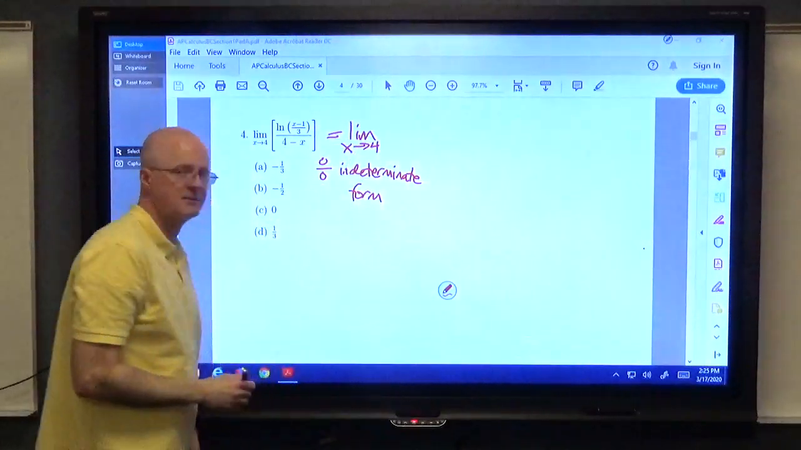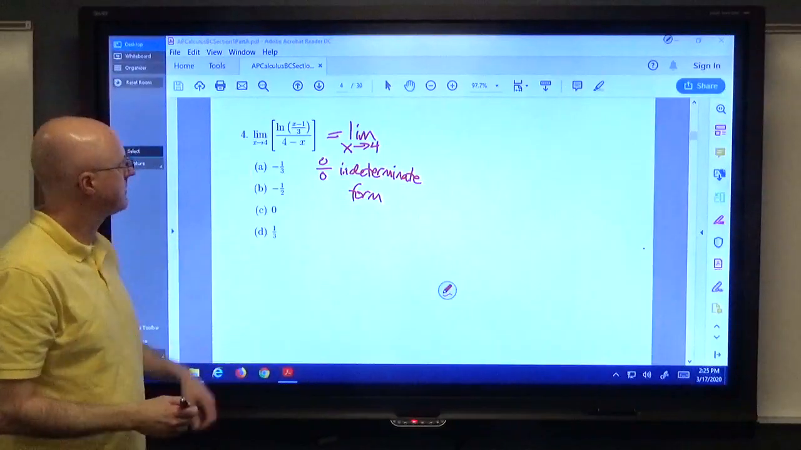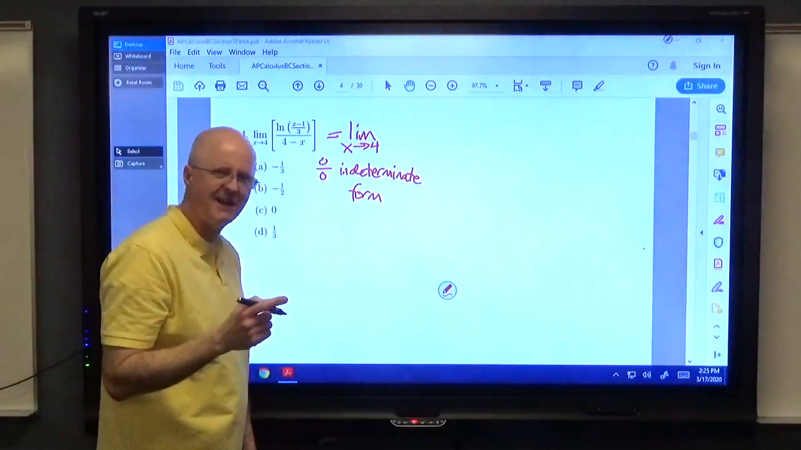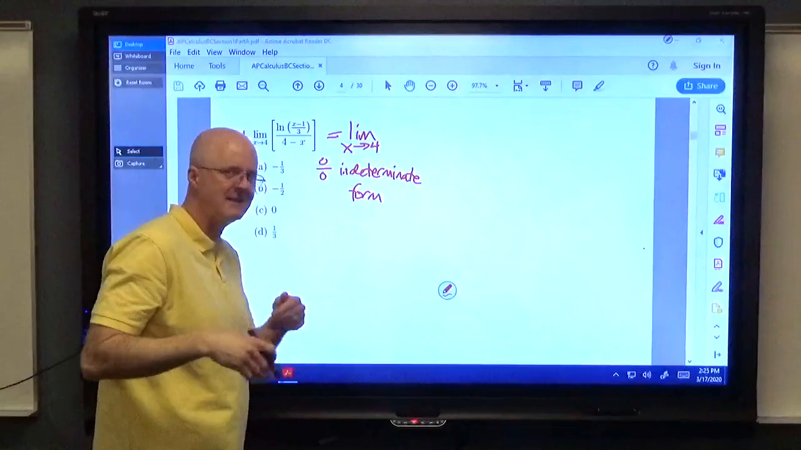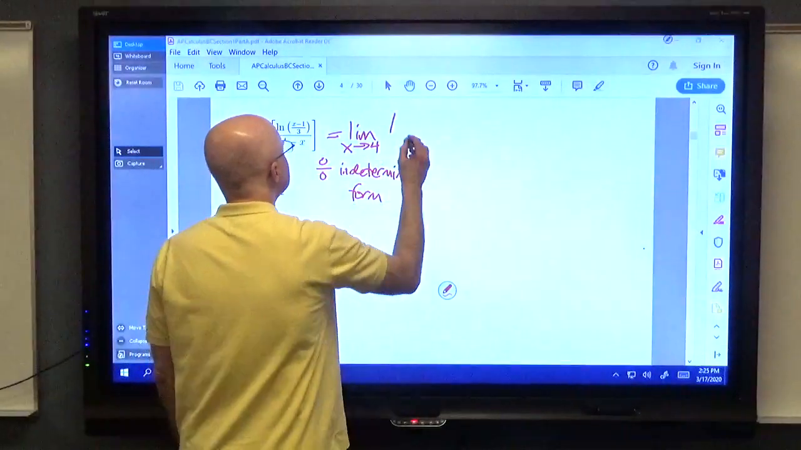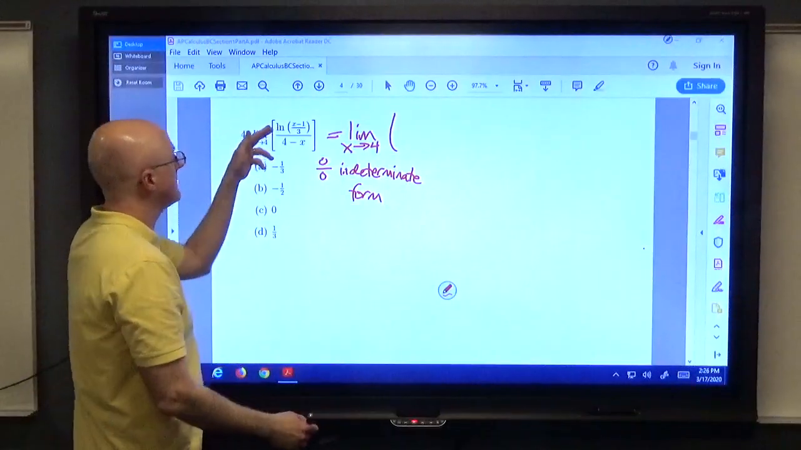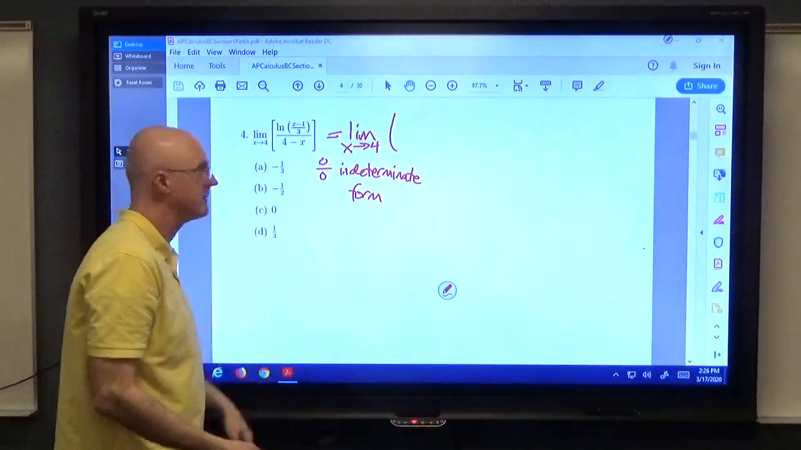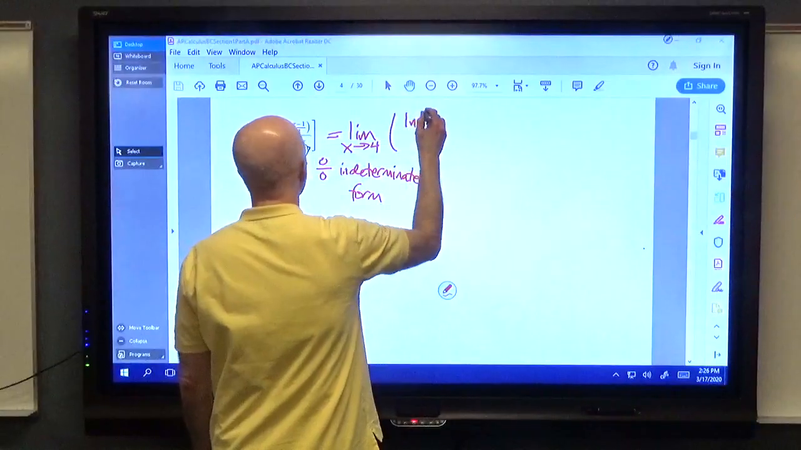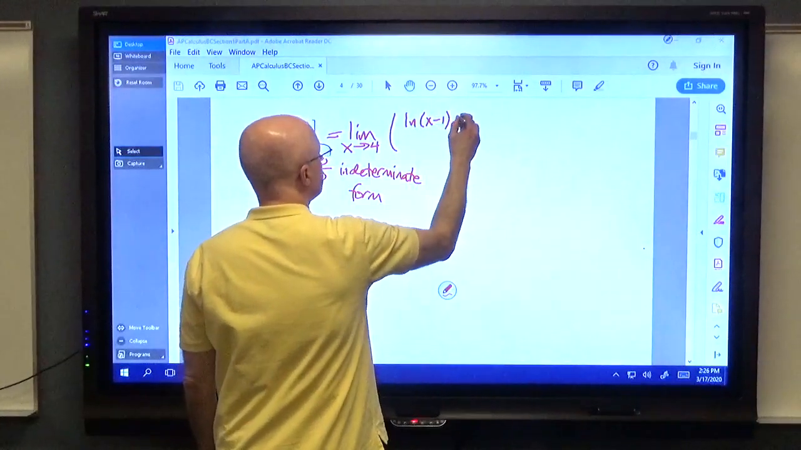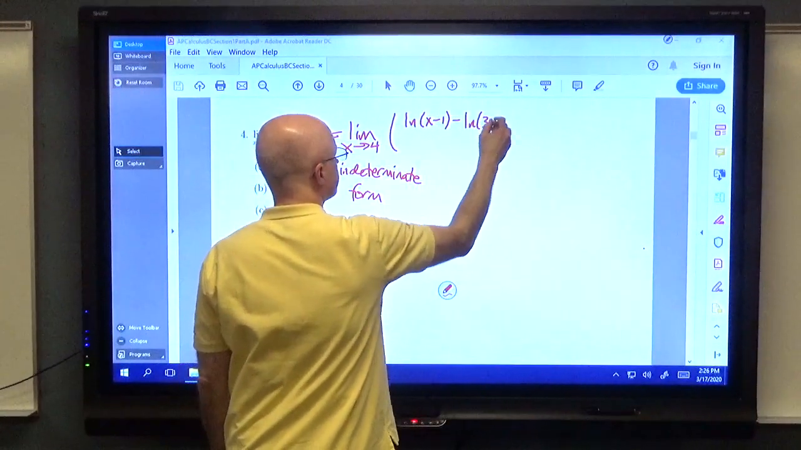Before we use L'Hopital's rule, I'm going to use a property of logarithms that's going to make differentiating a little bit easier, a little bit less likely to make a mistake. The natural log of a quotient, a fraction, is the difference of the log at the top minus the log at the bottom. We've got natural log of x minus 1 minus natural log of 3.